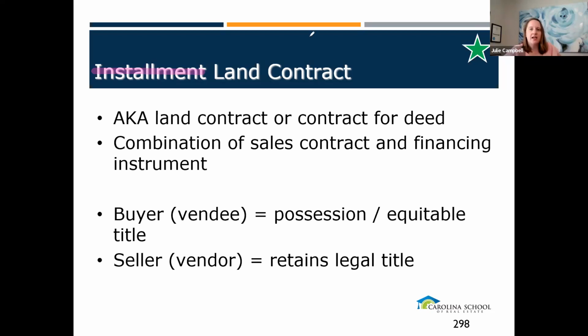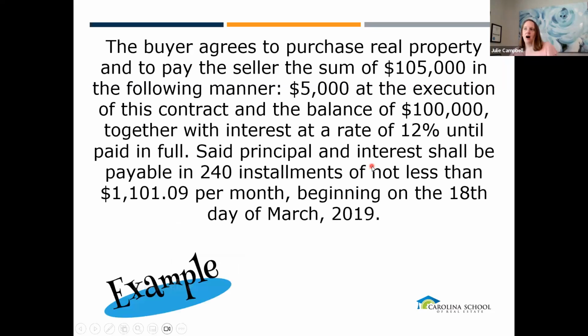Let's look first at an example. A buyer agrees to purchase the real property and pay the seller the sum of $105,000 in the following manner. I'll provide you $5,000 at the execution of this contract, the balance of $100,000 along with the interest rate of 12% until paid in full. Principal and interest shall be in 240 installments of not less than X amount per month beginning on this day in March. So it's pretty clear. The buyer knows how much, for how long, and when it's due. Again, instead of paying the bank, the buyer's paying the seller.